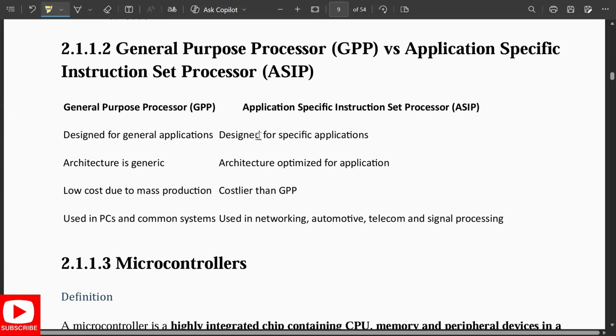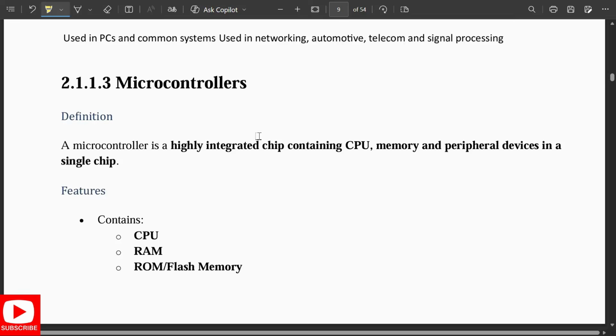Now, the general purpose processor and the application specific instruction set processor. General purpose means it is designed for general applications; application specific is for a specific application. The architecture here is generic, there it is optimized. Being general purpose, it is low cost, but the other is costlier. This is used in PCs and common systems, while that is used in networking, automotive, telecom, and signal processing. Next comes the microcontroller.